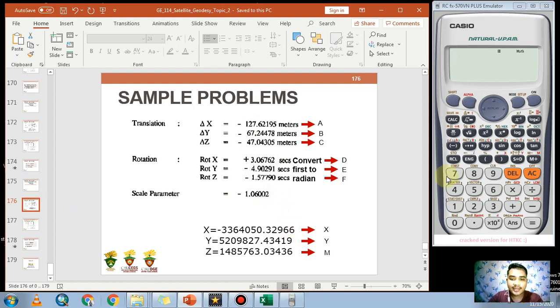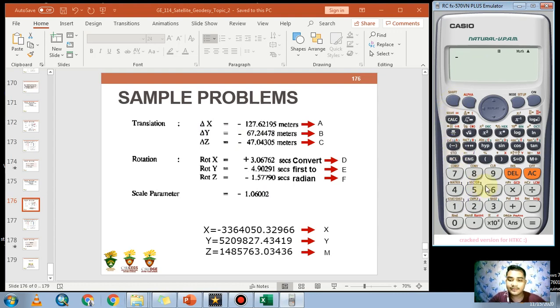So to do that, again, let's store the value, no? First is for translation X, so negative 127.62195 store sa A.